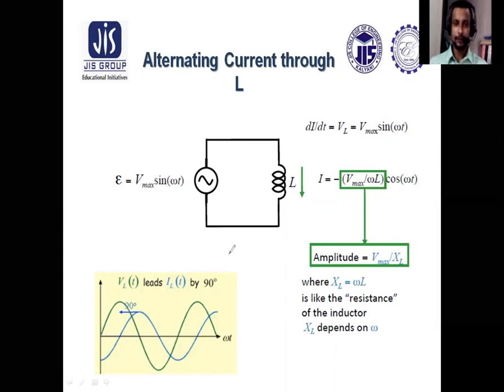So for a purely inductive circuit, if this is the current, the voltage will lead by 90 degree. Okay. This is the phasor diagram for a purely inductive circuit. Voltage is leading, current is lagging, and the angle of lead is 90 degree.